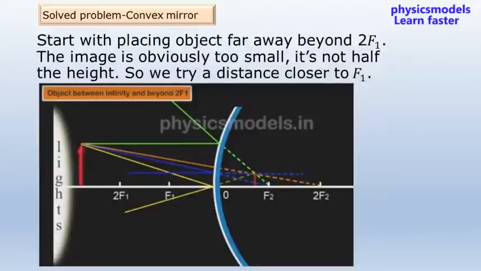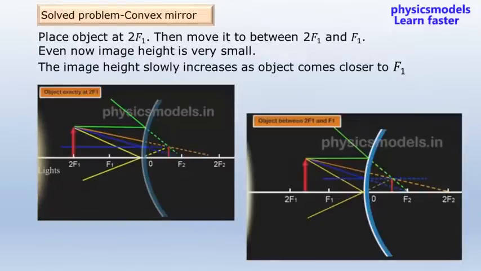Whereas in the problem we are supposed to adjust the mirror so as to get an image which is half the height of the object. So we are not there yet. We now move the convex mirror closer and closer to the object. When the tree or the arrow is at 2F1 distance from O, the image formation is of slightly greater height.